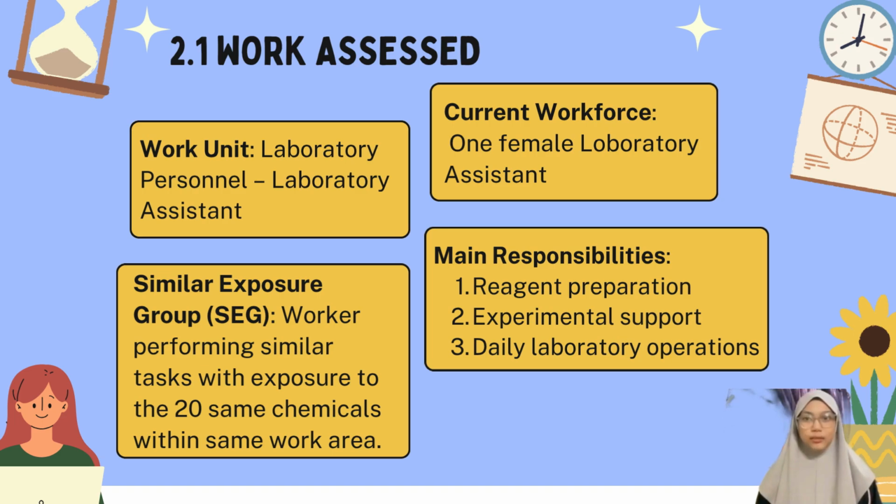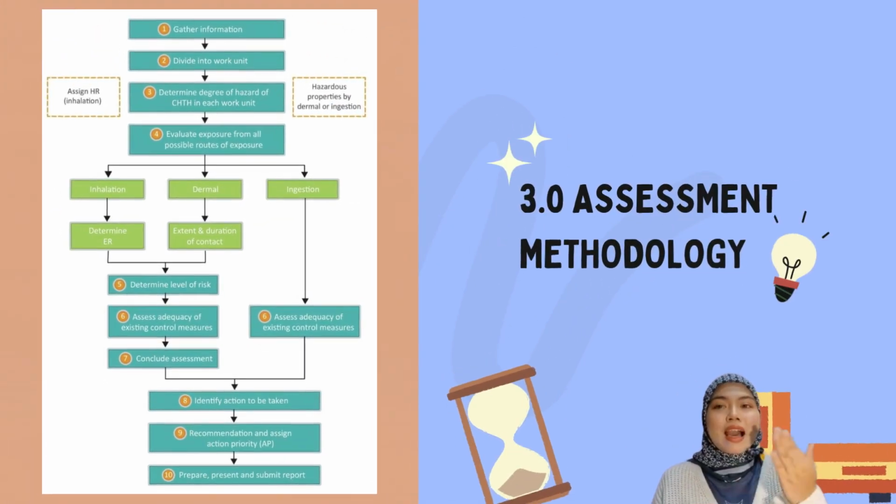The main responsibilities of the laboratory assistant include preparing chemical reagents, providing support during laboratory experiments, and managing daily laboratory operations such as chemical handling, equipment preparation, and maintaining a safe working environment. These routine tasks may expose the laboratory assistant to hazardous chemicals, especially through inhalation and skin contact, which is why a chemical health risk assessment is necessary. I will now explain our assessment methodology.